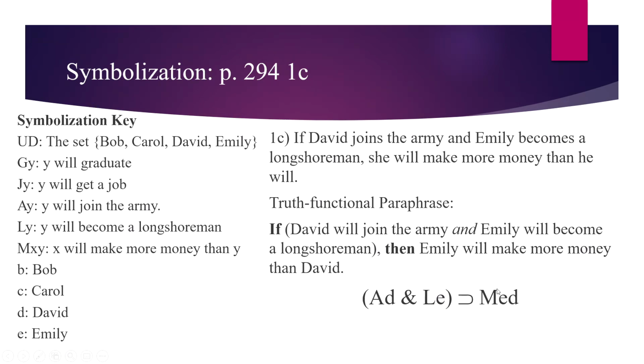And it's important that you have these in this order, right? If you have MDE, then you have David will make more money than Emily, which is not what the original sentence says. So like I mentioned in the original video, the ordering of single terms in a 2-place predicate is really important.